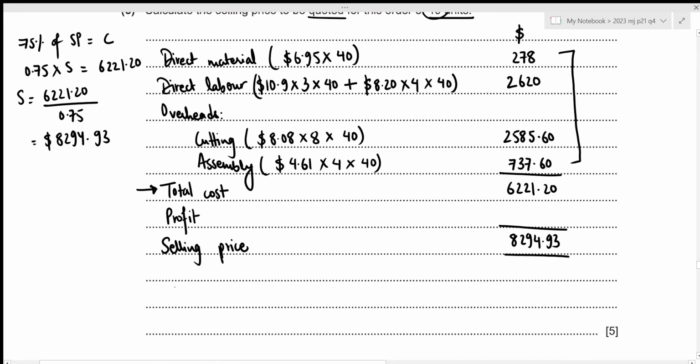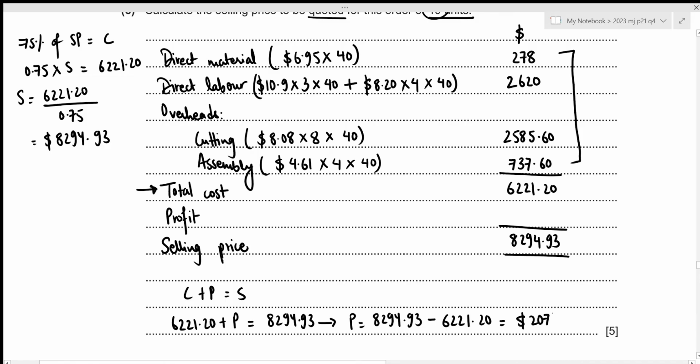Now, in order to figure out the profit, we just know that cost plus profit equals to selling price. We have the cost to be 6,221.20 plus profit. We figured out the selling price to be 8,294.93. This just means that our profit will be 8,294.93 minus 6,221.20, which results in the profit to have the value of 2,073.73.